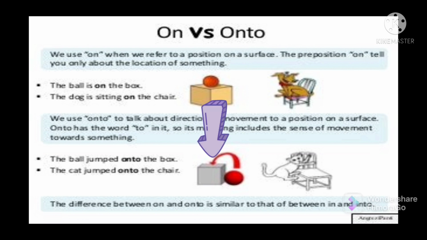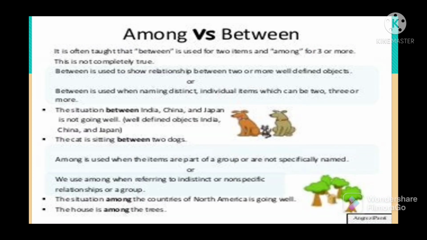If we take the example, the ball jumped onto the box. Next, the cat jumped onto the chair, like that. The difference between on and onto is similar to that between in and into. Understood? Next, among and between.